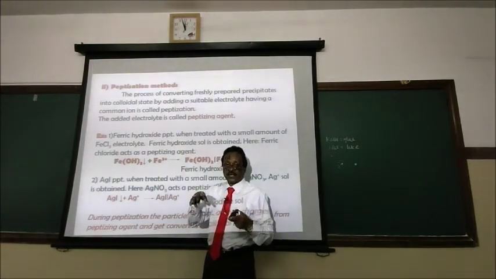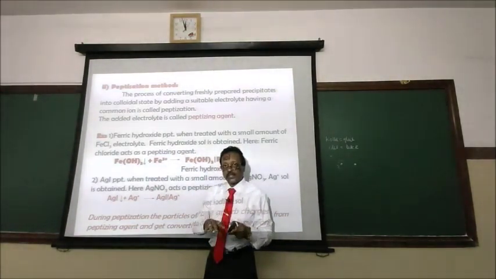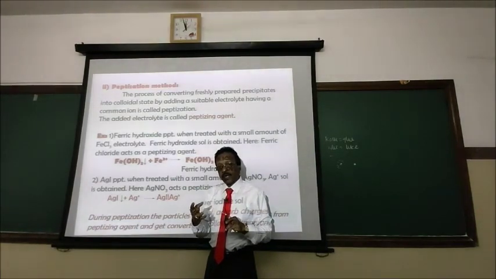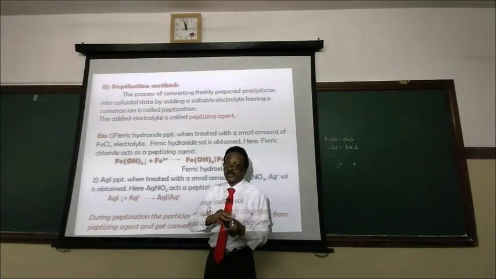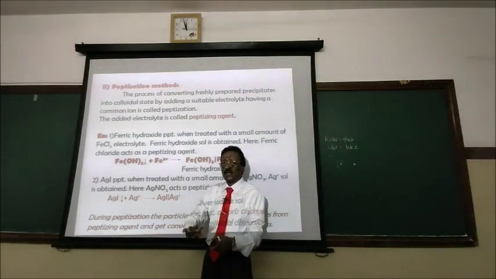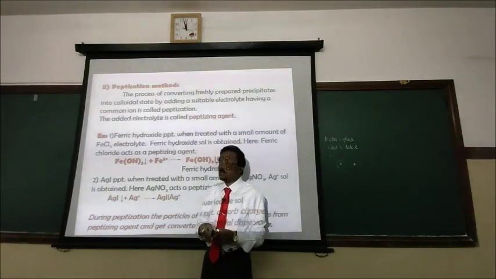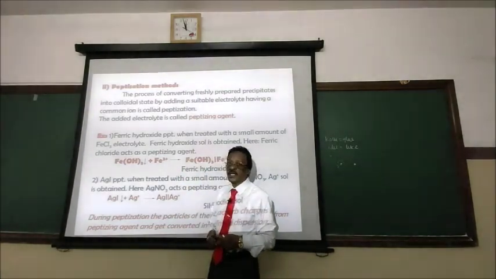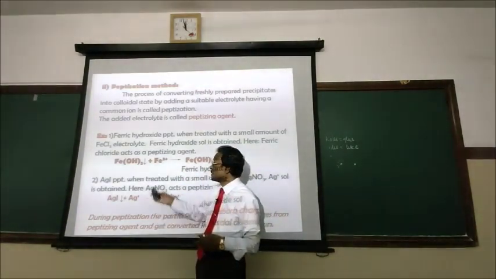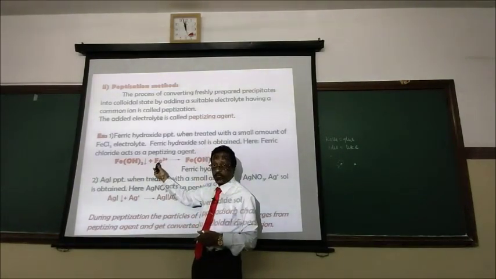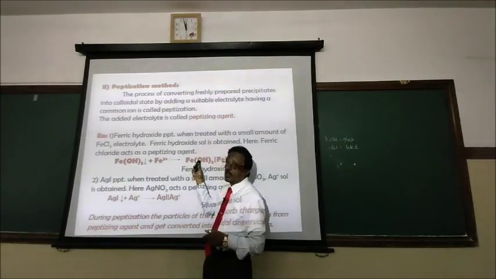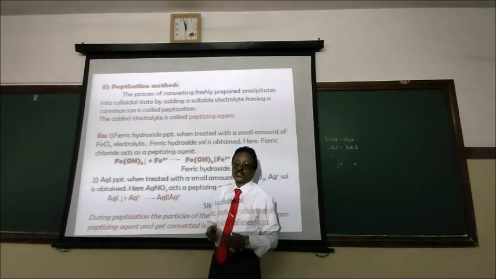We can convert freshly prepared precipitates into colloids by adding a suitable peptizing agent or an electrolyte. We should have a common ion. The precipitate adsorbs the common ions from the surface, and the precipitate will be converted to a colloidal dispersion. That process is called peptization. During peptization, the precipitate adsorbs charges from the dispersion medium, and thereby converts to a colloidal dispersion. This process is called peptization.